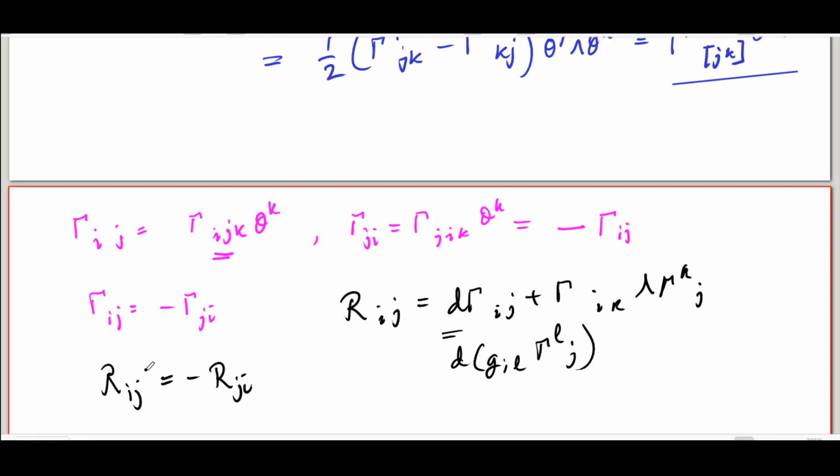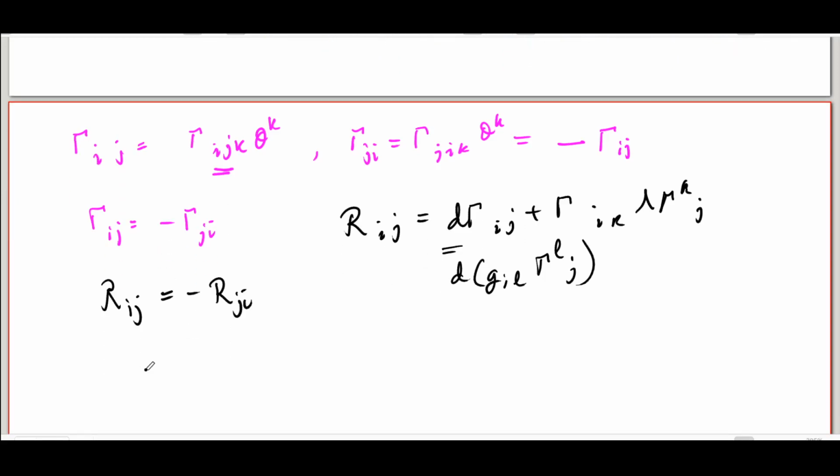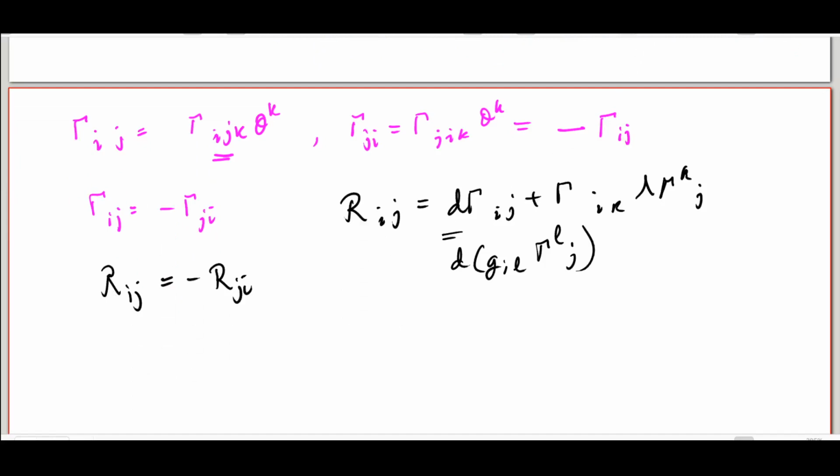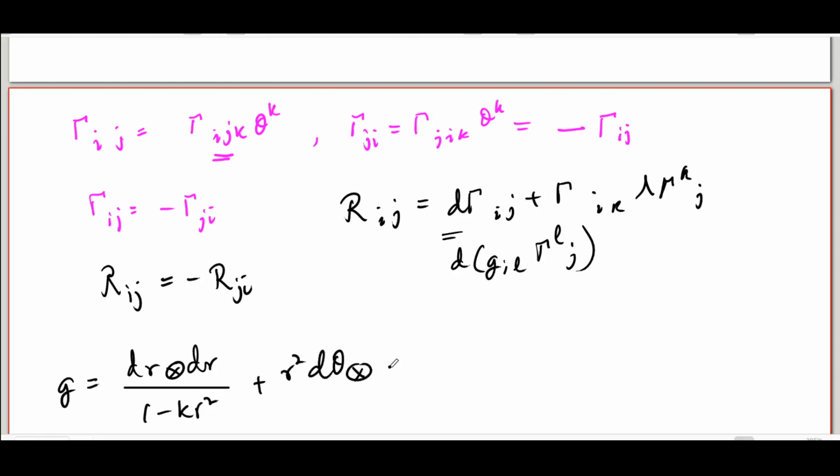Now we will illustrate the working of this idea by making use of the same problem that we had talked about before. We will use g equals dr cross dr by 1 minus kr square plus r square d theta cross d theta plus r square sine square theta d phi cross d phi. And we will first try to find the rigid basis in which this metric becomes a constant. That is, the components of the metric tensor become constant.